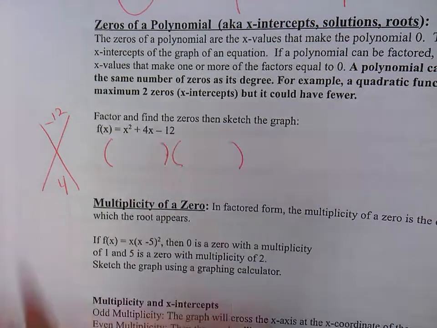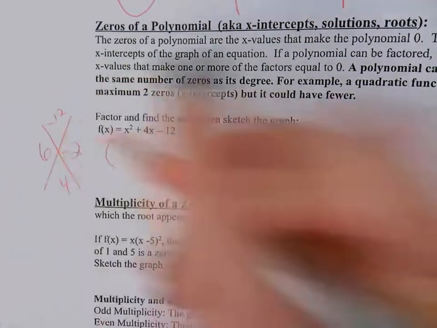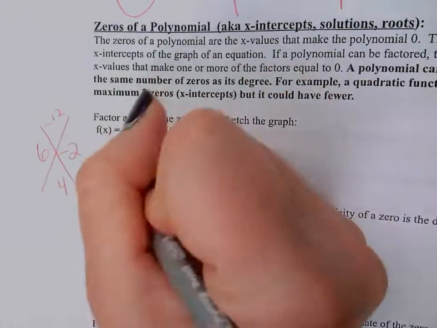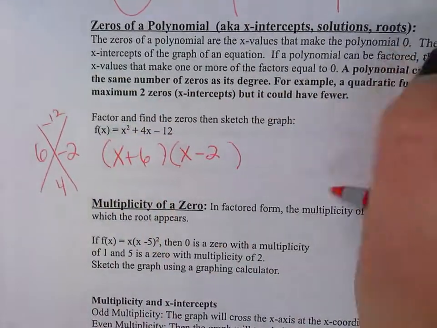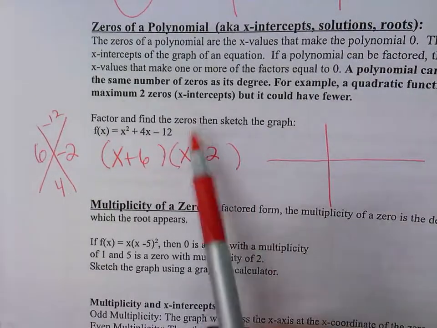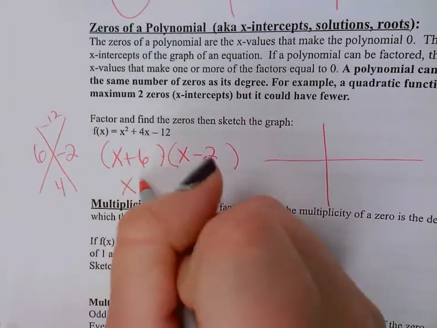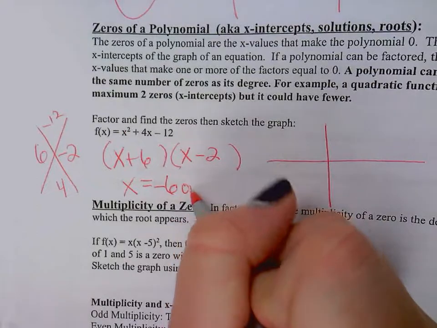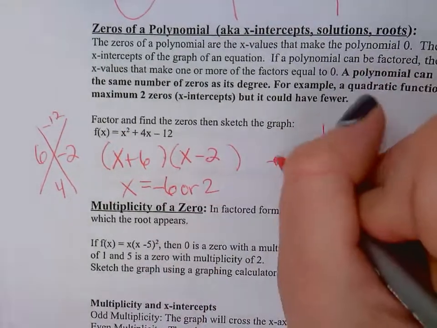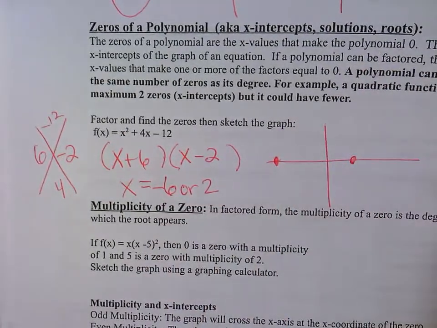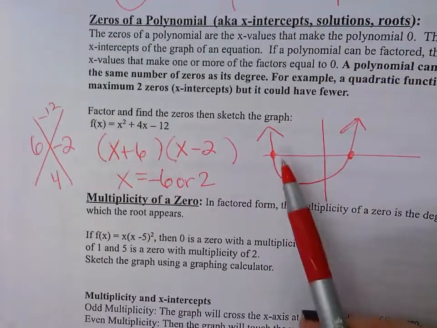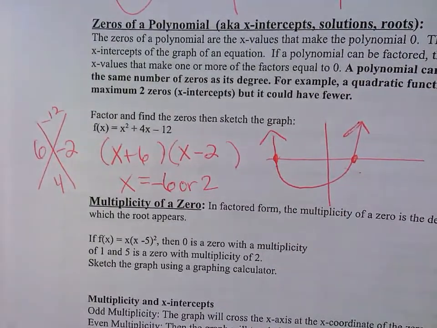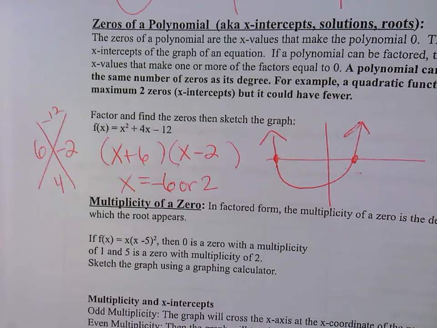+6, I think, right? +6 and -2 to get +4. So x plus 6, x minus 2. So we know that its zeros are x equals -6 or +2, right? And then this is just a parabola. So we're going to start practicing how the zeros help you sketch the graph of a bigger polynomial, cubic, quartic.